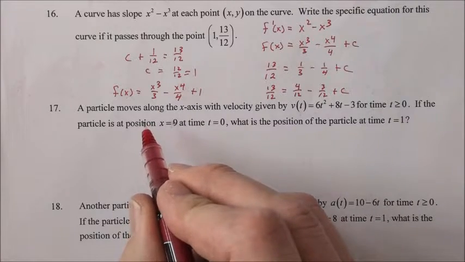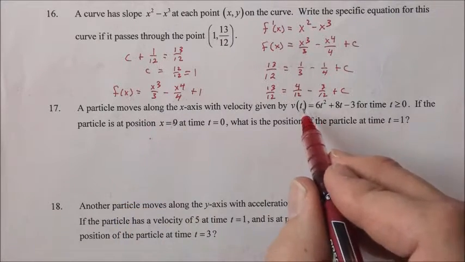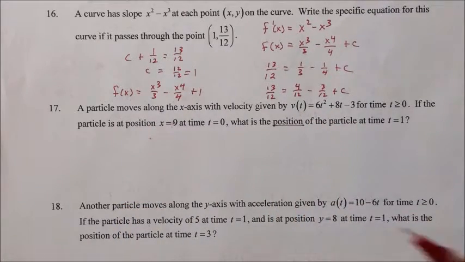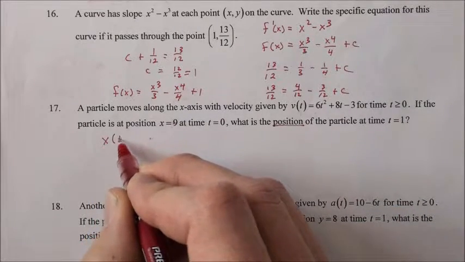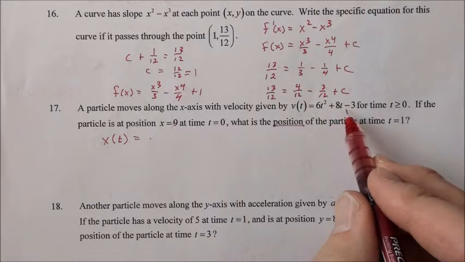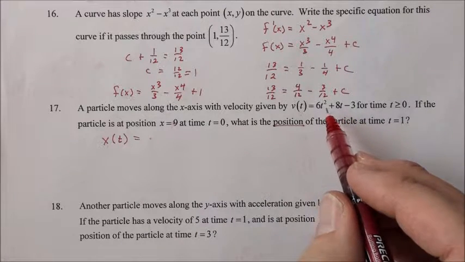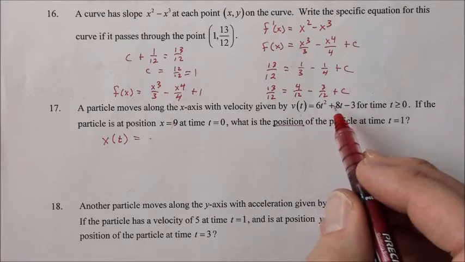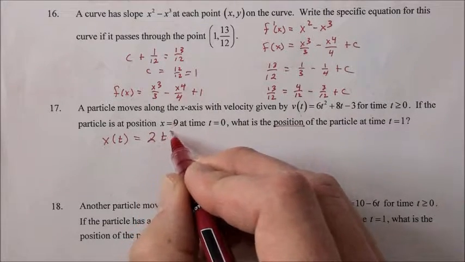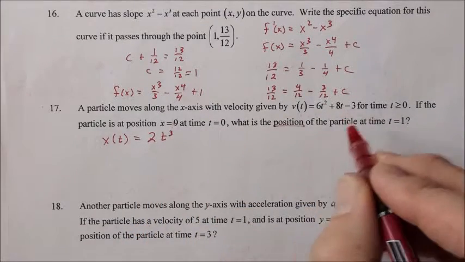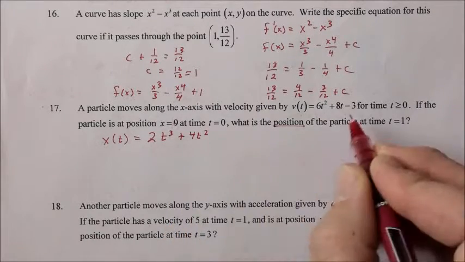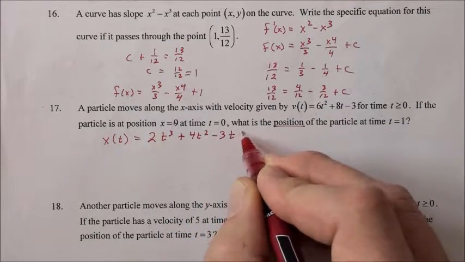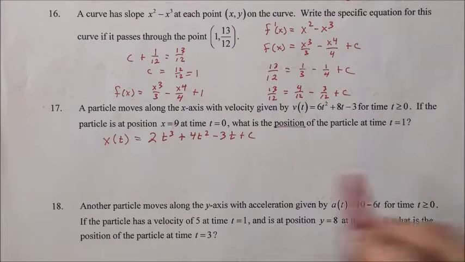Alright, now we're doing the same thing except with particle motion. So we're given velocity and we're asked about position. Again, find our antiderivative. So x of t will be equal to the antiderivative of velocity. 6t squared will become 6t cubed over 3, or 2t cubed. 8t will become 8t squared over 2, or 4t squared. And then minus 3 becomes minus 3t. Of course, we need our plus c.